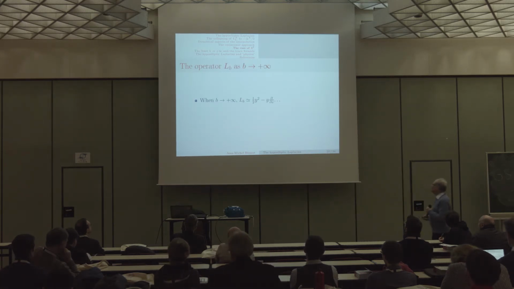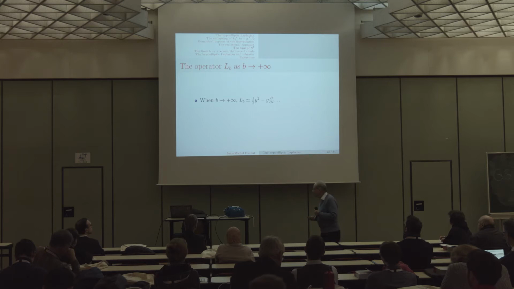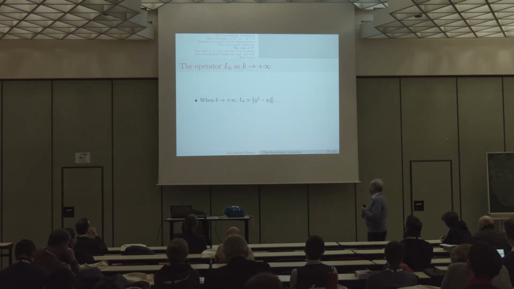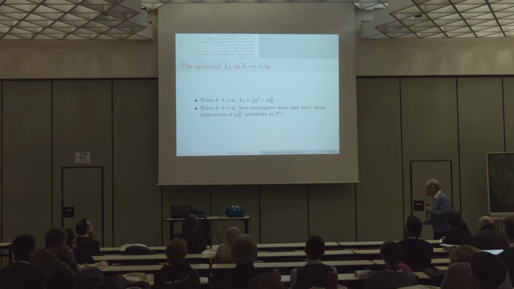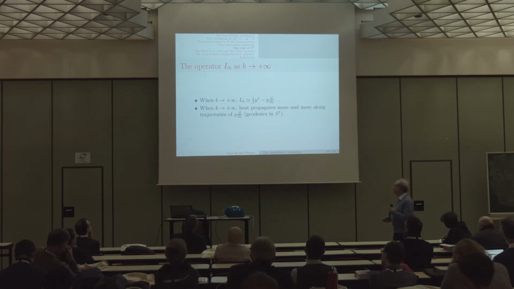Now consider the operator LB as b tends to infinity. By rescaling the coordinate y, you find that as b tends to infinity, the operator LB looks more and more like the geodesic flow. In some sense, it becomes a generator of a deterministic dynamics. So this should indicate, if you think of the heat operator for LB, that the heat tends to propagate more and more along the trajectories corresponding to y d over dx, which are precisely the geodesics in S1.